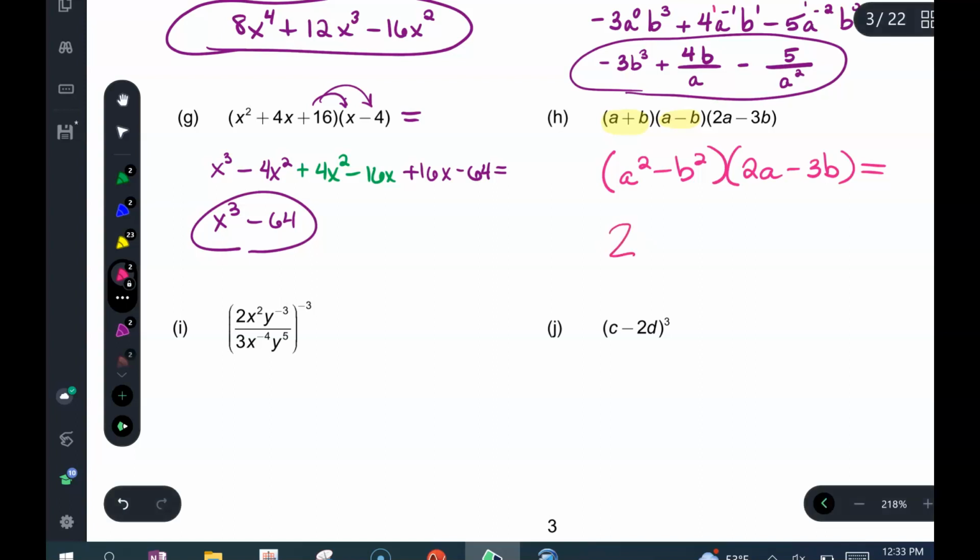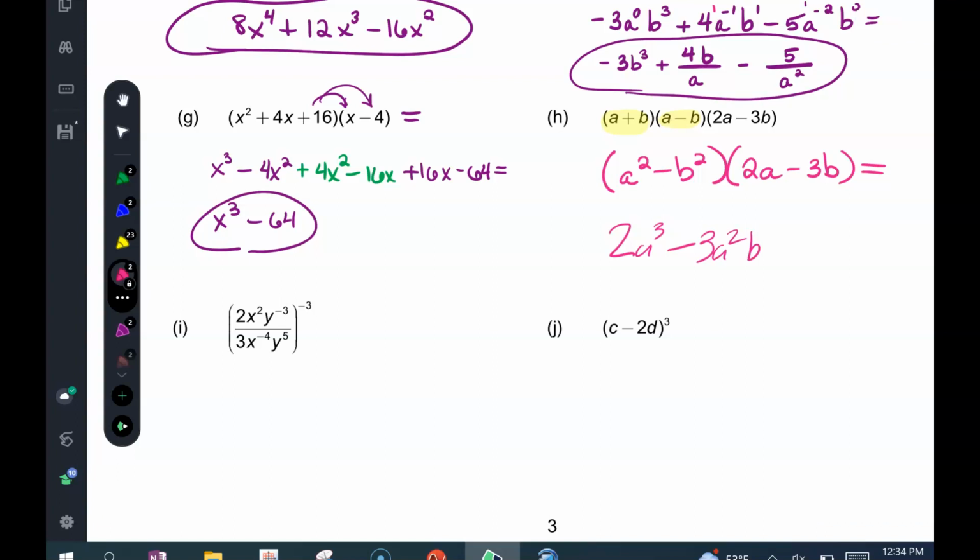Okay, so we should get, good, 2A to the third, good. First, outside, minus 3A squared B. How about that? First, outside, inside.